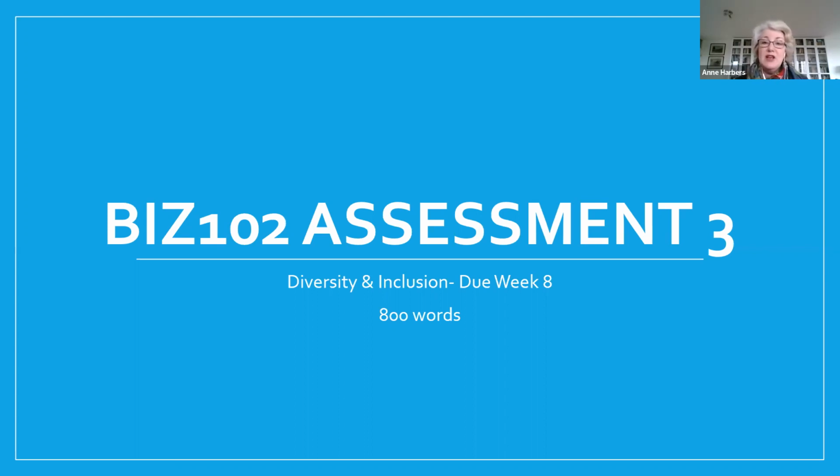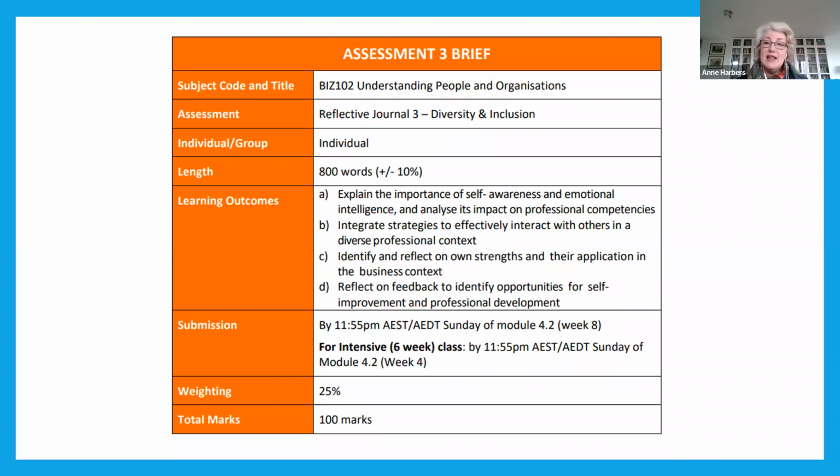This is a short video to assist you with assessment 3, which is due in week 8. This assessment has 800 words. It's a reflective journal, just like you did in assessment 1, but this time it's based on your module 4 on diversity and inclusion. It's worth 25%, due in week 8.